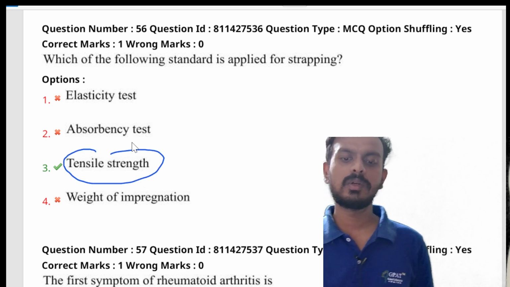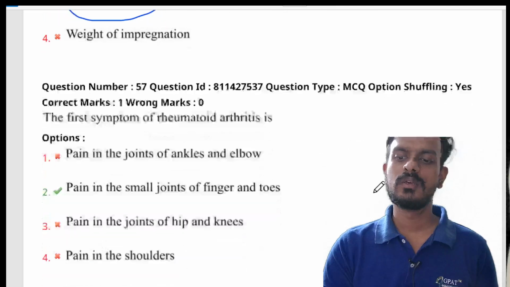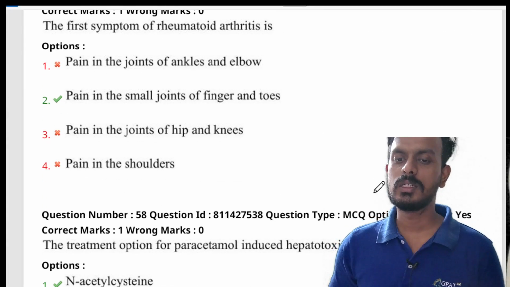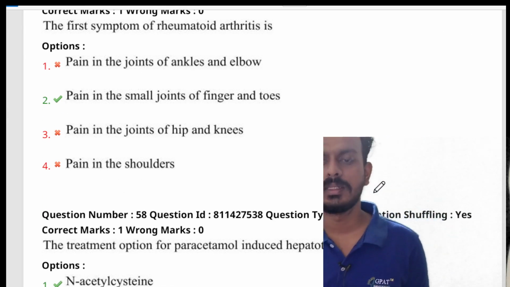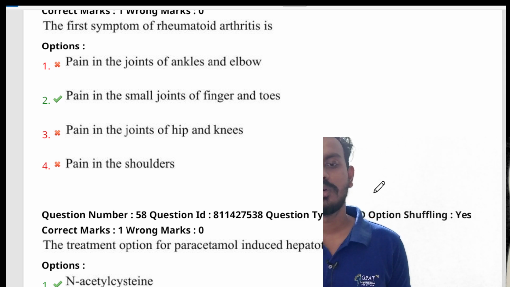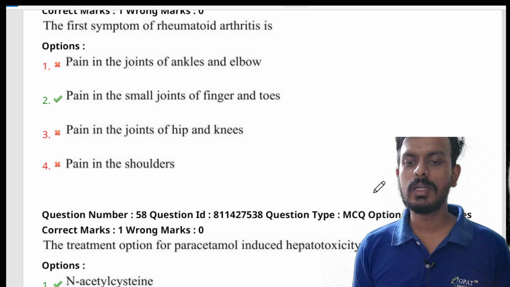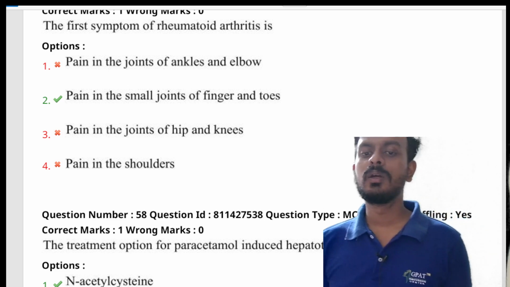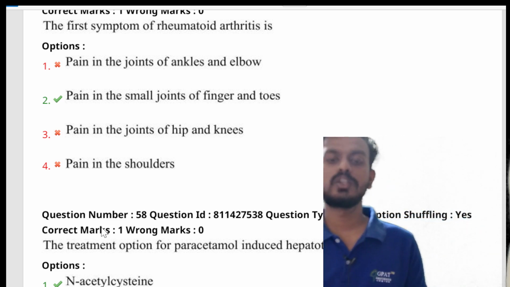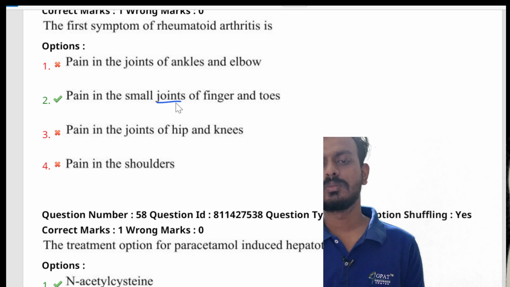The first symptom of rheumatoid arthritis. The first symptom of rheumatoid arthritis includes pain in the joints of ankles and elbow, pain in the small joints of fingers and toes, pain in the joints of hip and knees, pain in the shoulder. So remember, the first symptom basically applies to the small joint areas. Okay, the small joint areas will be affected first.